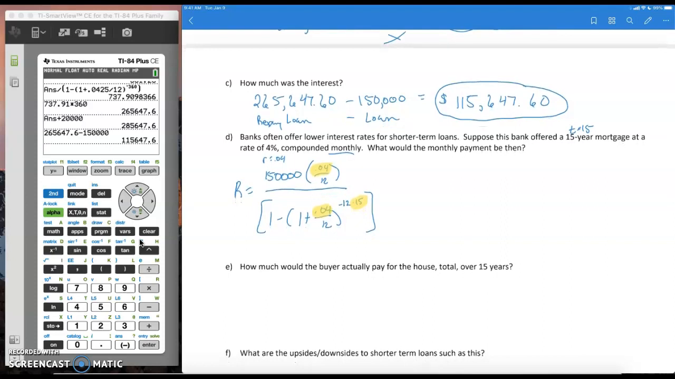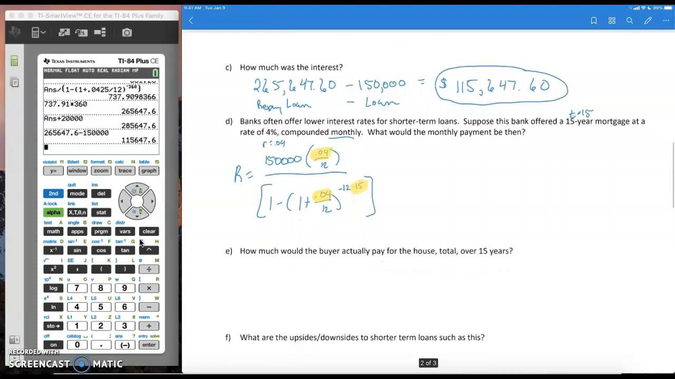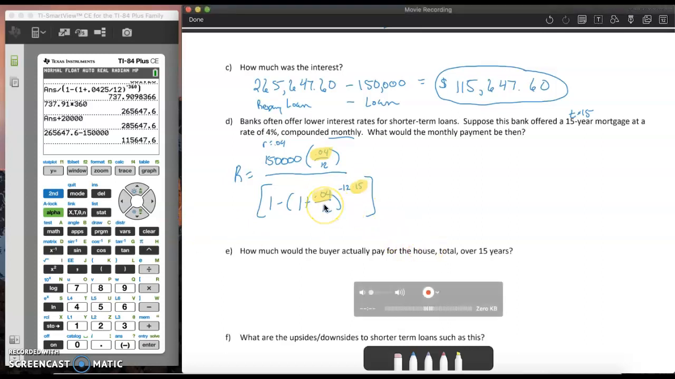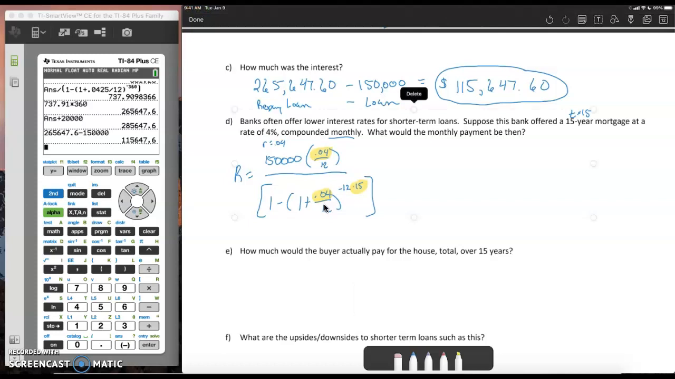And so the reason is most people, 30 years is pretty standard. So this would be a little bit of a less standard loan, but let's see how that affects it. So it's the exact same formula, which I've already set up, only with the rate, the 0.04, changed and the time changed. So I highlighted what changes.